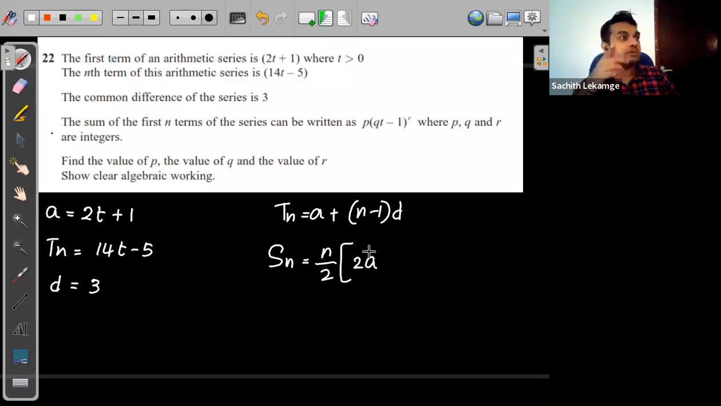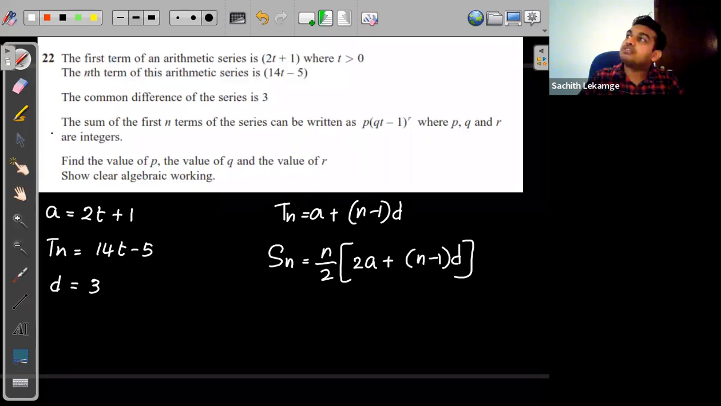2a plus n minus 1 d. You should be able to remember these; they are in the formula sheet. Still, you need to remember this, right? Okay, so I just wrote this. Now d is given.